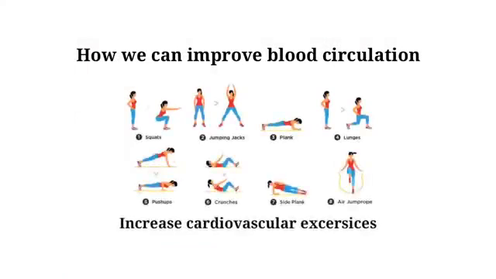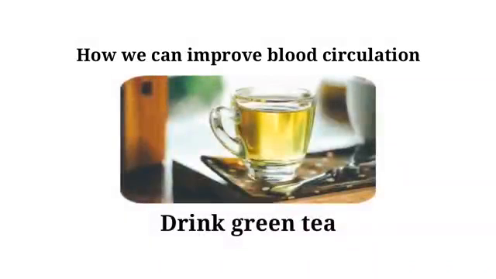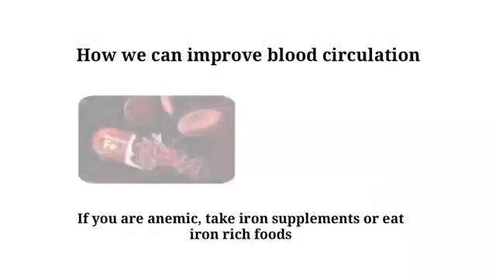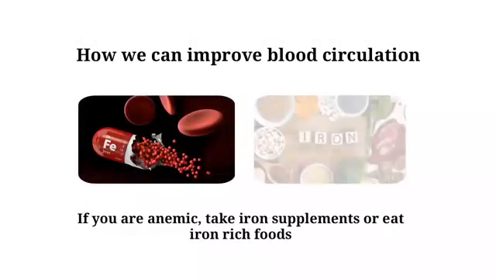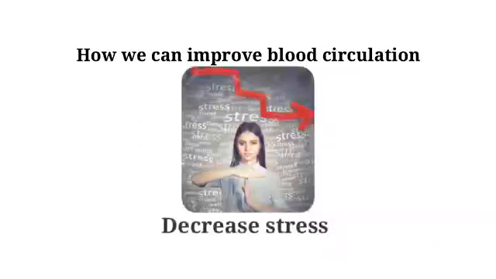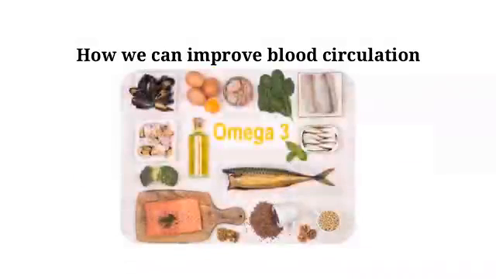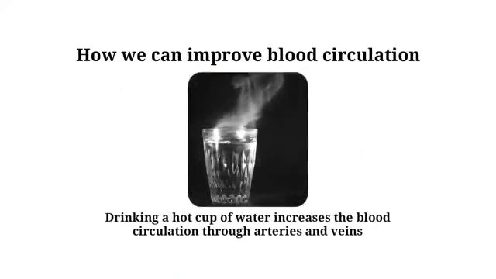Now let us see how we can improve blood circulation. Increase cardiovascular exercise. If you smoke, quit it. Drink black or green tea. If you are anemic, take iron supplements or eat iron-rich food. Decrease stress. Include more omega-3 fatty acids in your diet. Drinking a hot cup of water increases blood circulation through arteries and veins.